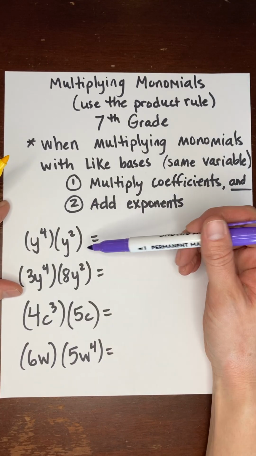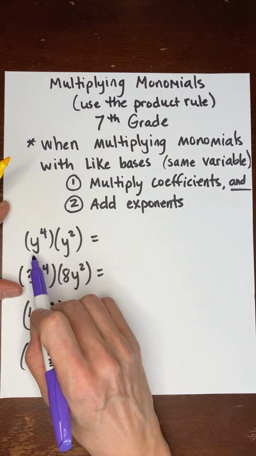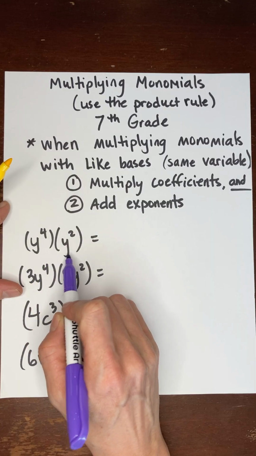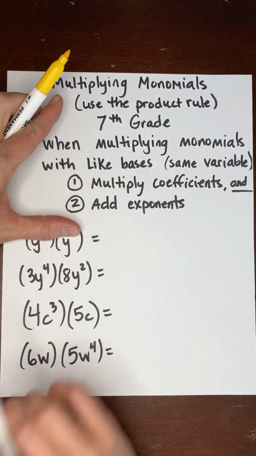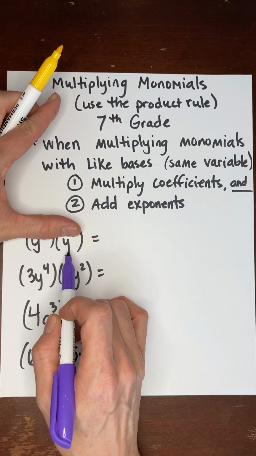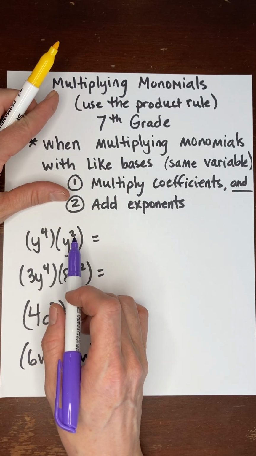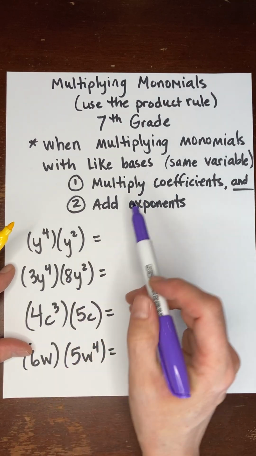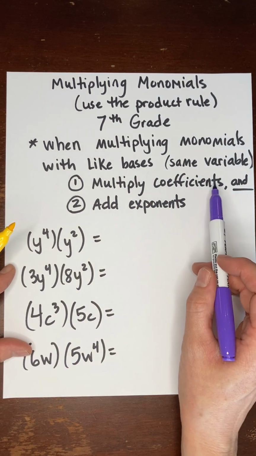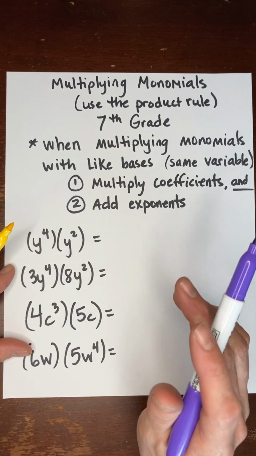So if you were with me for the product rule, you'll remember that if we have like bases, which means the same variable, so y and y, ignoring the exponent there, if they're like bases, we can add the exponents. When we have a coefficient, the only thing that's different is now we're going to multiply coefficients as well as add the exponents.